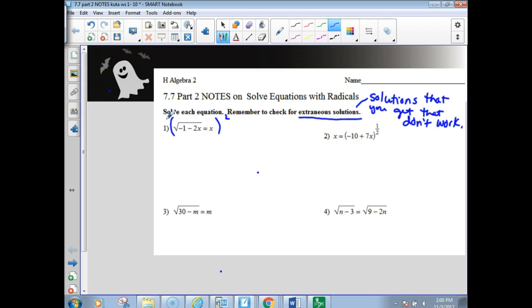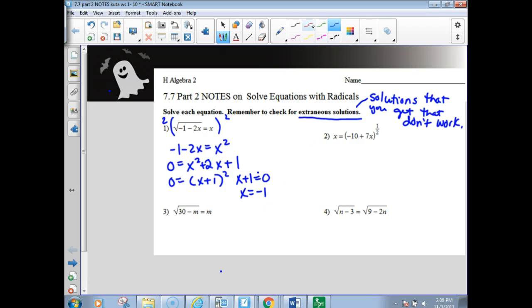All right, square both sides. If I square the left side, I would get -1 minus 2x. Squaring the right gives me x squared. Need to set this to 0, so I'm going to add 2x and add 1. Then I'm going to factor. I get 1 factor because that's a perfect square trinomial. The perfect square (x plus 1) squared is the factored form. And then you set that factor to 0, and you solve, and you get -1.